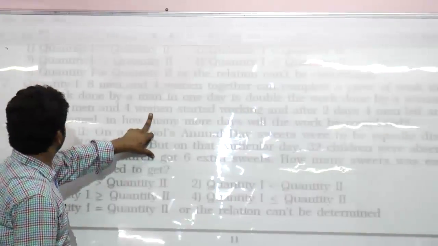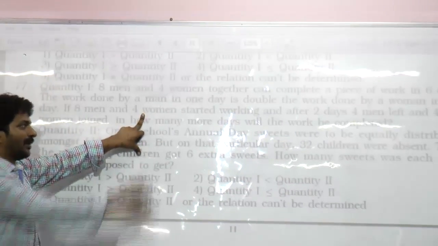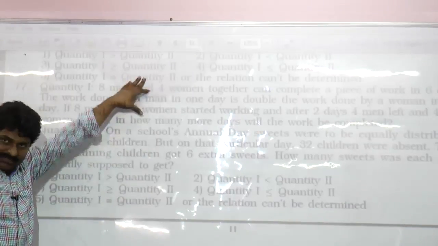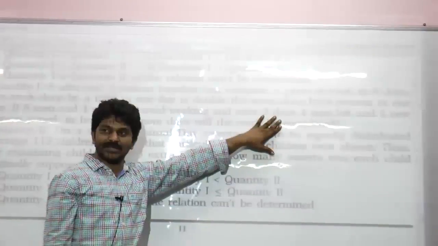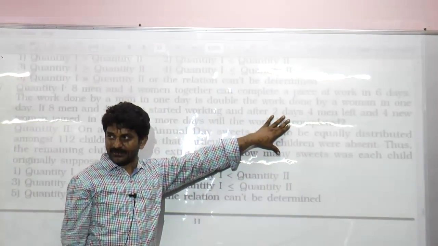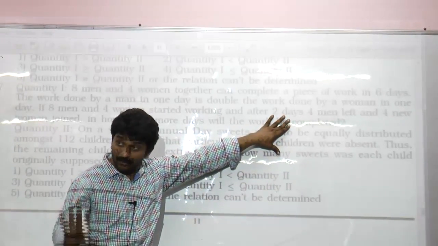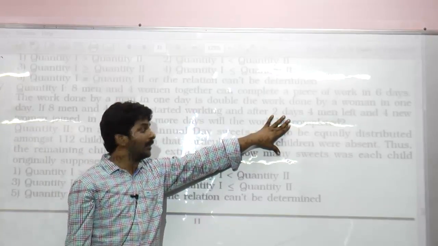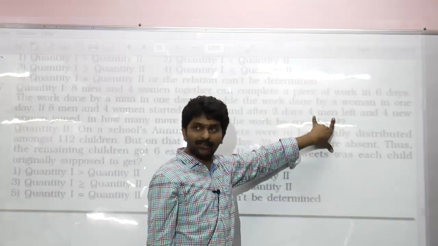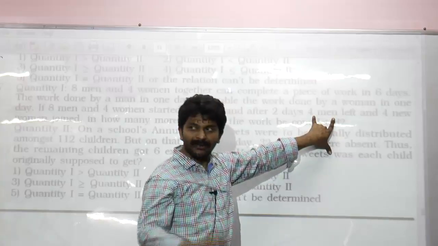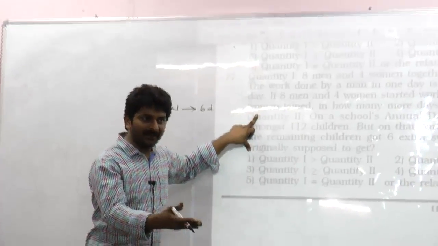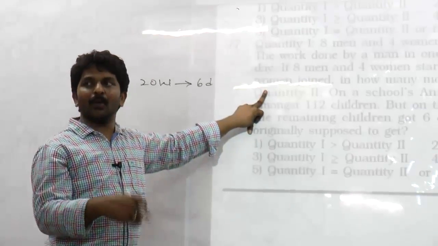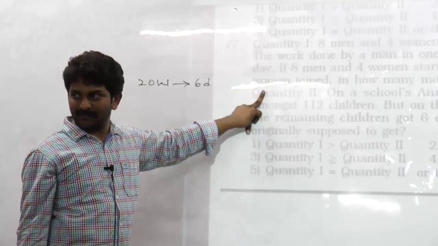Now, 8 men and 4 women, the same data, started working, and after 2 days, so they have worked for 2 days. They need to work for 4 more days to complete the work. But after 2 days what happened? 4 men left, in the sense 8 women left, and 4 new women joined. 8 women left and 4 women joined. Overall effect is 4 women left.